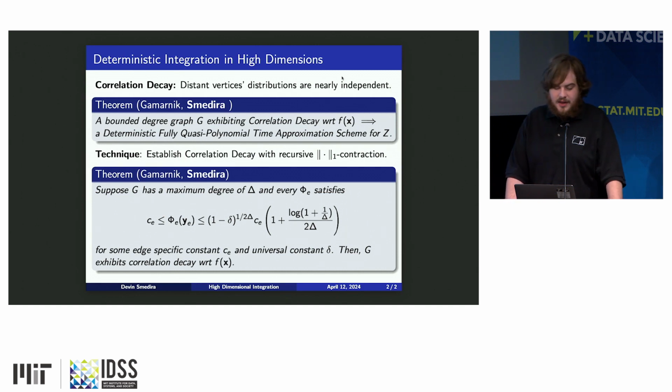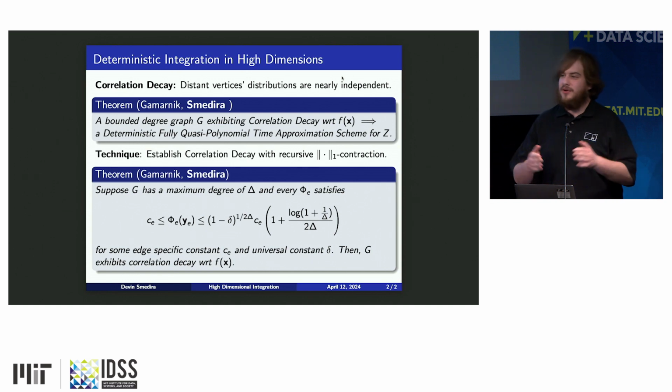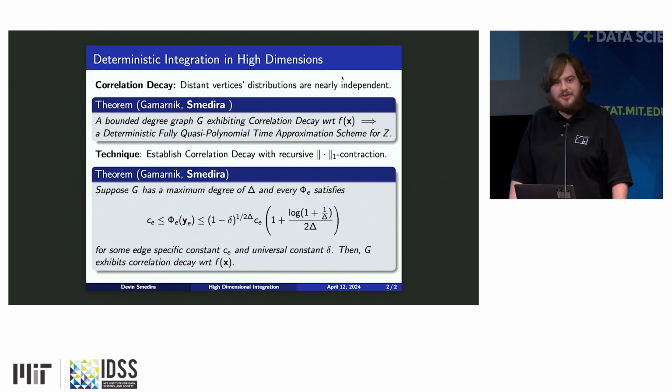And yeah, so then we studied an L1 contraction, which is somewhat standard in the literature, but with that we were able, using this rather ugly condition that isn't super important, to show that we actually do have a correlation decay, and therefore are actually able to come up with a deterministic algorithm to compute this integral.